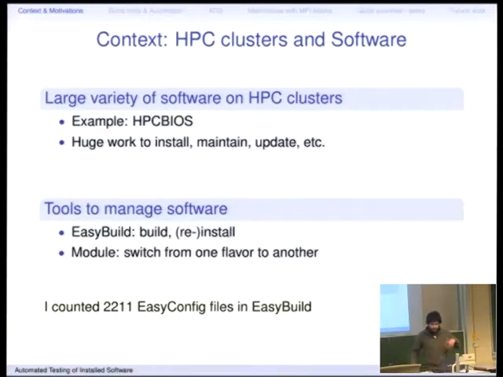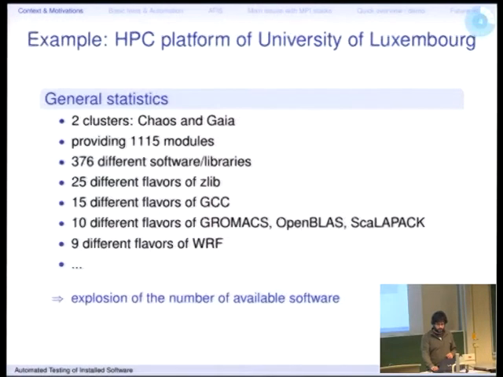Just quickly, I counted the number of easyconfig files in EasyBuild. It might not be accurate, but I counted more than 2,000 that you can just build right away using EasyBuild. So that's the context of HPC clusters right now.